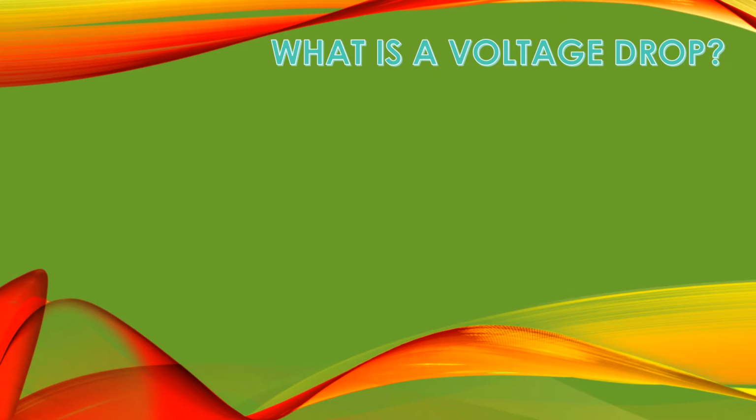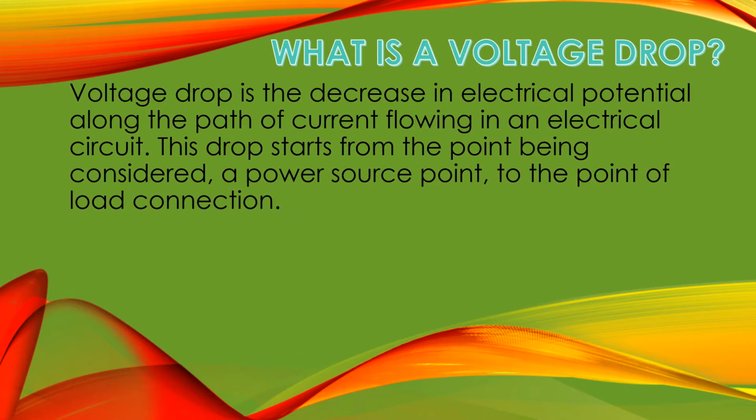What is a voltage drop? A voltage drop is the decrease in electrical potential along the path of current flowing in an electrical circuit. This drop starts from the point being considered a power source point to the point of load connection.